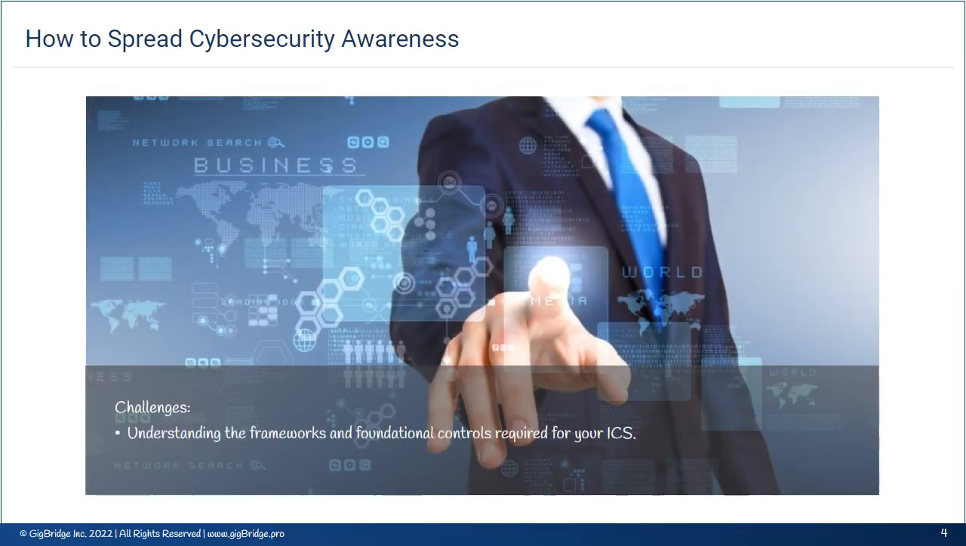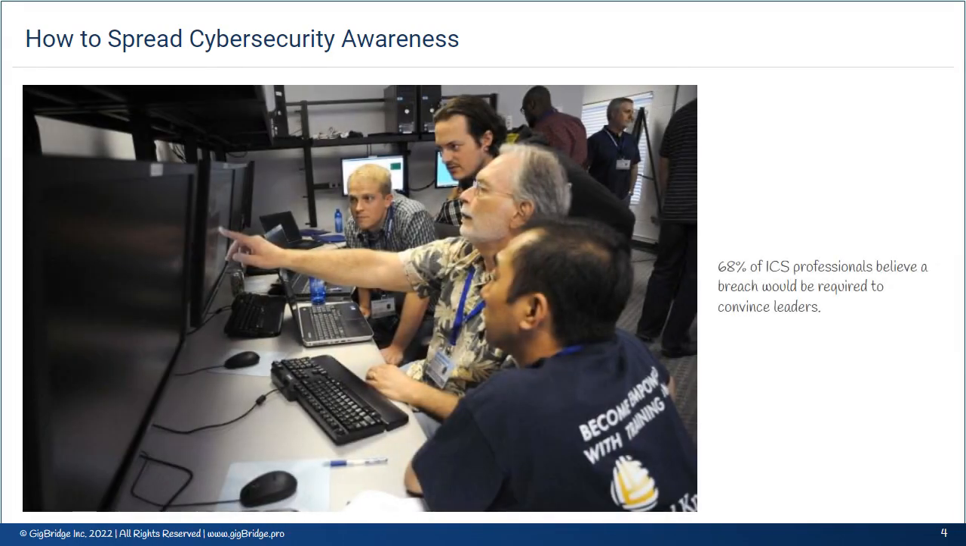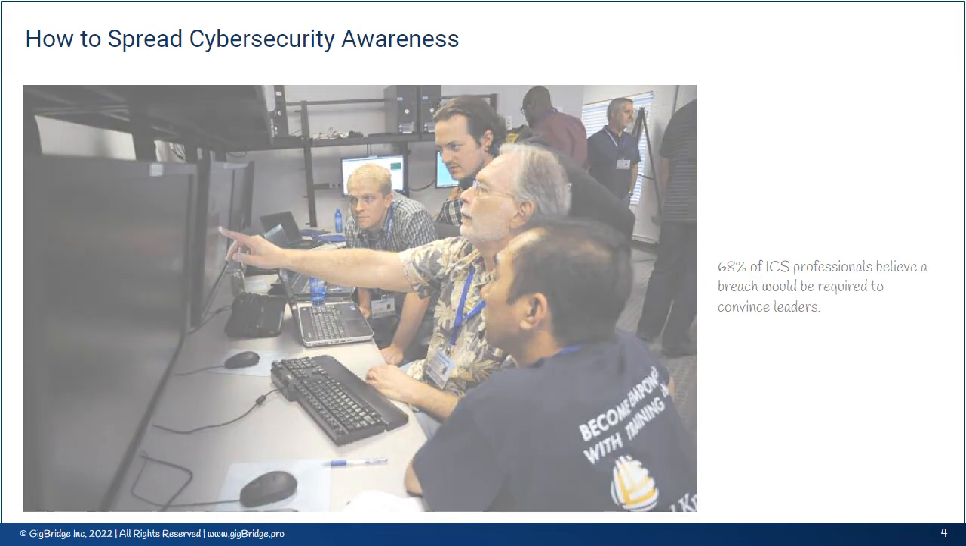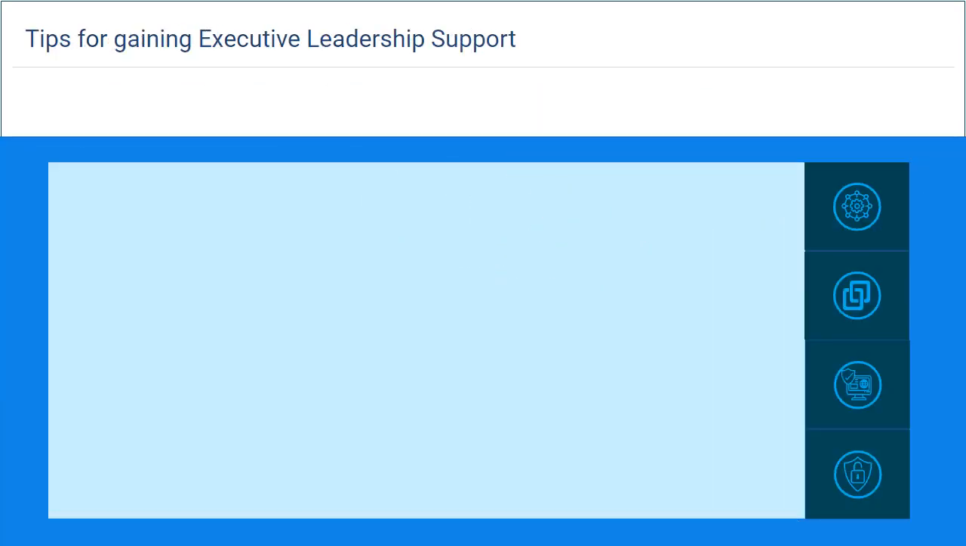Understanding the frameworks and foundational controls that must be applied to your ICS in order to keep it secure is one thing, but obtaining organizational buy-in to implement these controls is an entirely different challenge. 68% of ICS professionals believe that a breach would be required to convince their leadership to make the necessary investments. Take a proactive approach and have the appropriate conversations with the right stakeholders. It can prevent you from launching a cyber attack to convince upper management to invest in security. Let us now look at the tips on how to gain the support of executive leadership.